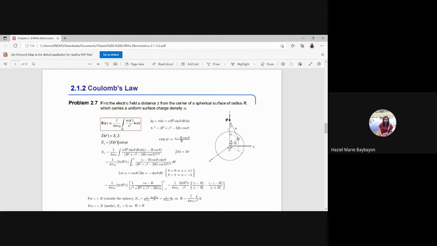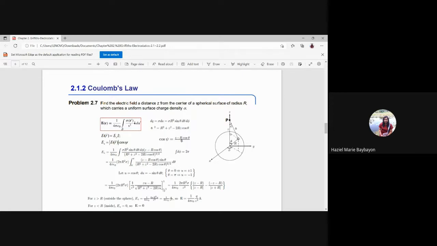I think, after changing this variable, we can now use an integral table. So, the integral of this very complicated integral is equal to this one. 1 over z squared multiplied by z u minus r over the square root of r squared plus z squared minus 2 r z u. Okay? And this is from negative 1 to 1.